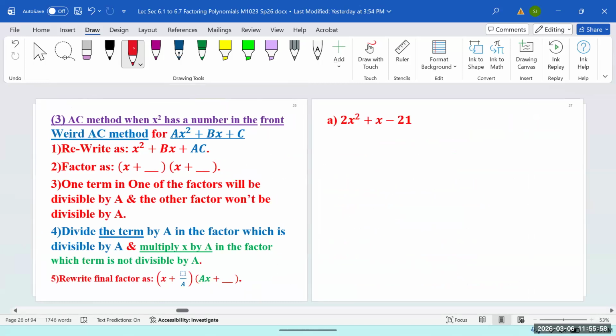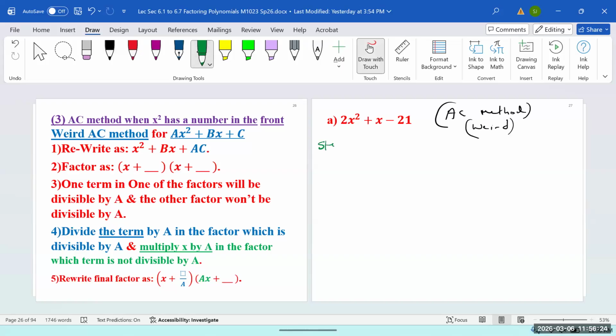For example, 2x squared plus x minus 21. Now, x squared is not alone. It has a number 2 in the front. So we are going to use the AC method. Now we're going to use the weird AC method, because this is actually much easier than the normal AC method. So step 1, let me change the ink. We rewrite c as ac and we make the a invisible.